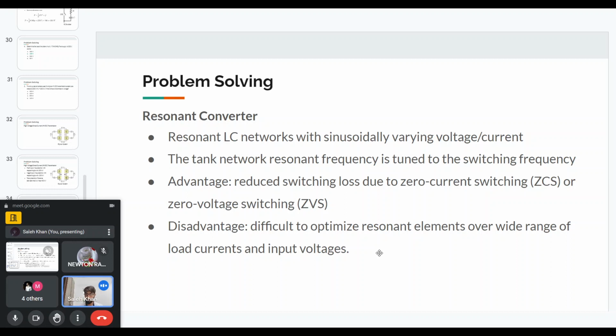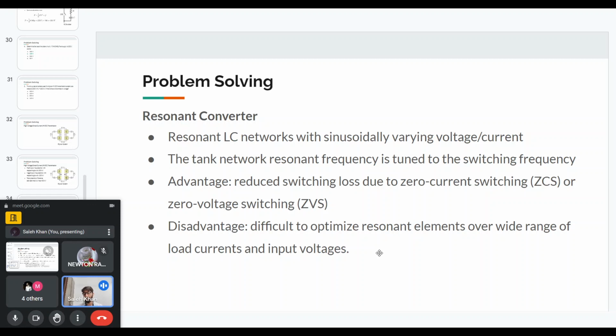But the disadvantage of this kind of converter is that we have to optimize this LC network to one particular switching frequency or one particular operating point. If on the other hand we have an application where our operating point varies a lot, so our output voltage varies a lot, then it is difficult to optimize the resonant network, because you cannot change the value of an L and C once it is installed in a converter. It is not easy to change. You can have some other options, but it is not easy to do that.